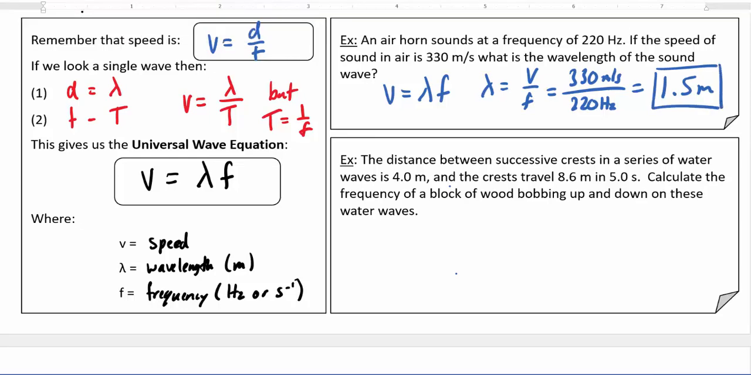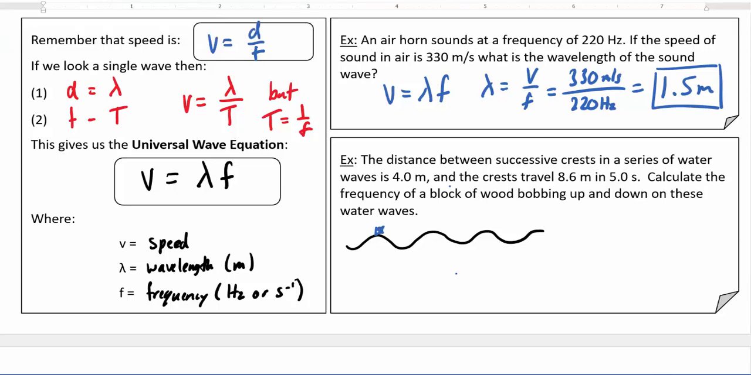All right, let's look at this next one. The distance between successive crests in a series of water waves is 4.0 meters, and the crests travel 8.6 meters in 5 seconds. Calculate the frequency of a block of wood bobbing up and down on these water waves. Okay, I'm going to draw a little picture here because I don't really know if I fully understand what this is saying. So you have a series of water waves, and we've got a little block of wood here that's just bobbing up and down on the water waves, riding it as the waves go by.